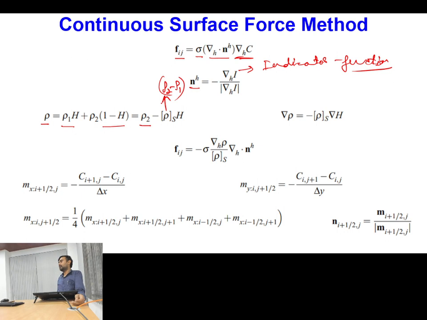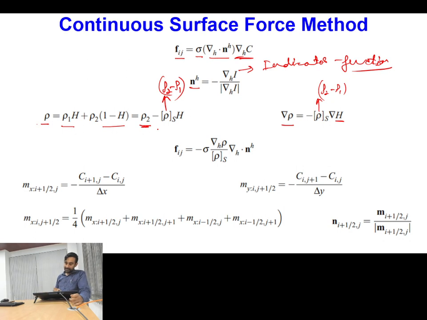Rho 2 minus rho 1. Okay, so this means nothing but rho 2 minus rho 1 into h. Now if I take gradient of this equation, then what will be gradient of this equation? Gradient of rho will be equal to minus rho s, which is nothing but rho 2 minus rho 1 into gradient of h, because this rho 2 is a constant quantity, so gradient of rho 2 will be 0.